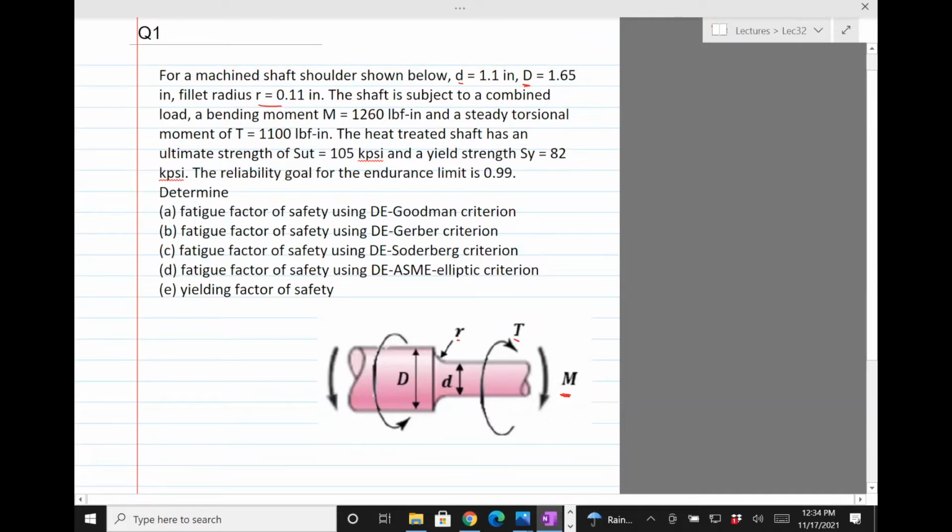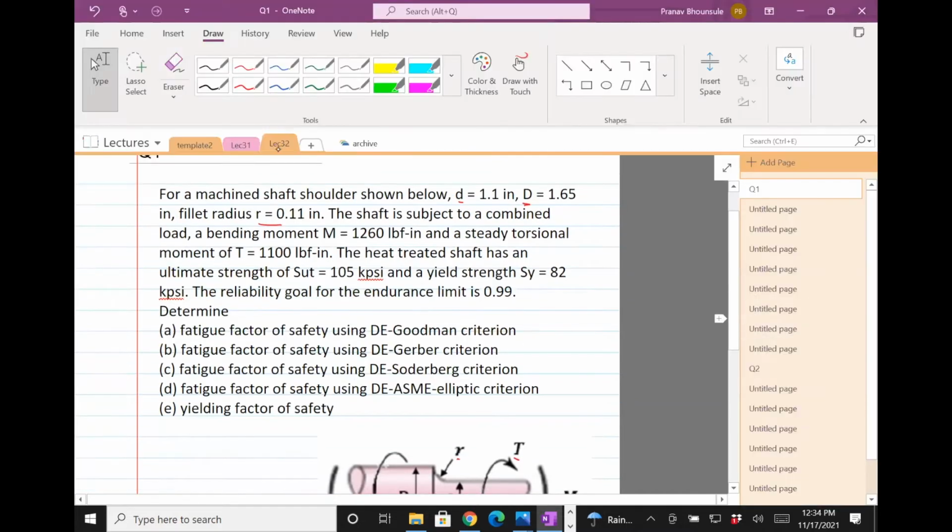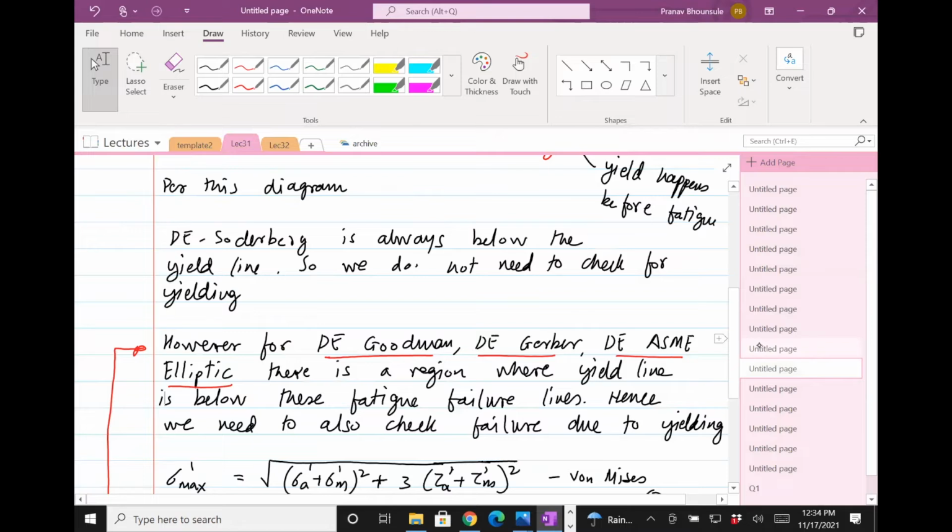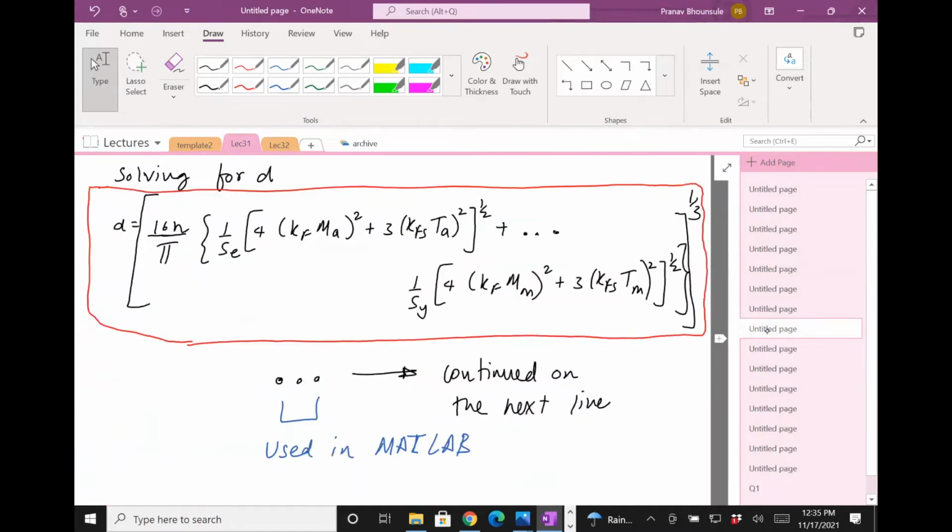Okay, so a problem like this, where do you start? Well, let's do it the inverse way. Let's ask ourselves, what do we need in order to solve for the factor of safety? If you look at the formulas I wrote down earlier, pick up any of them. Okay, let's say this one.